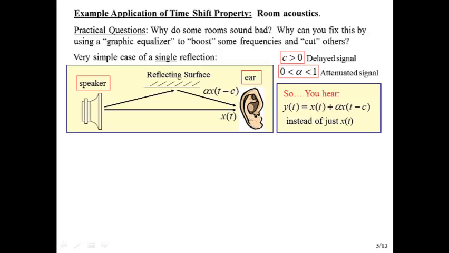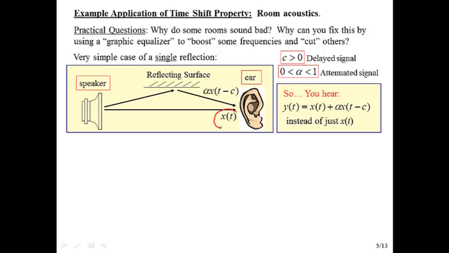So let's take a look at how this works. Here's a speaker over here, and here's a very large ear, or maybe it's a very small speaker. I'm not sure which of those two cases I've illustrated here. And suppose there's some reflecting surface, and this could be like a wall or a ceiling, and we're looking at a very simple case where there's only one reflection.